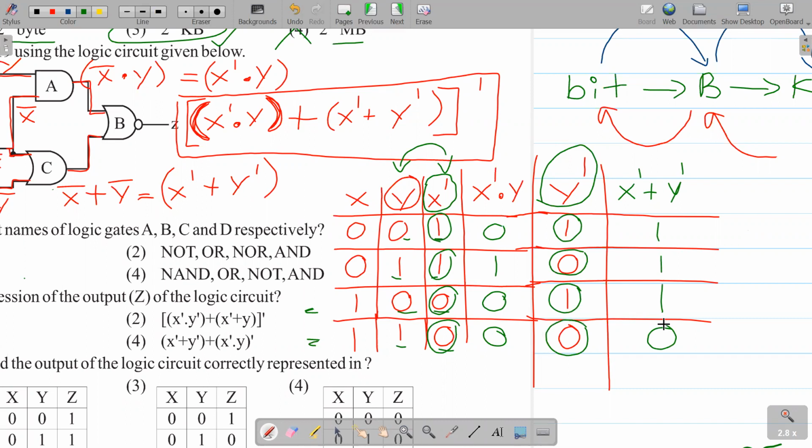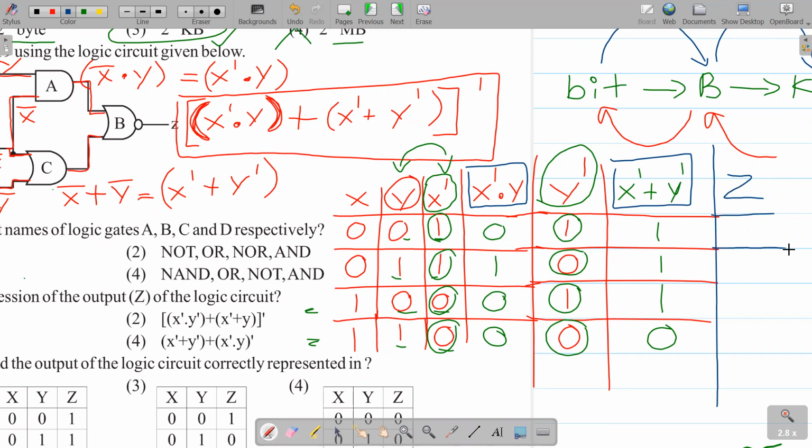Right? And then I have the bigger terms, which is X dash dot Y and X bar plus Y bar in these two columns. So I can create the final expression in a straightforward form. What I have to do is add those things up and invert it, right? So to create the final column, I take it as Z. To create the Z, I'm going to add these two columns and complement it.